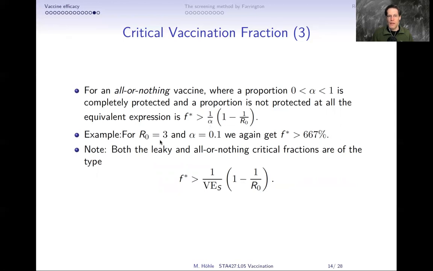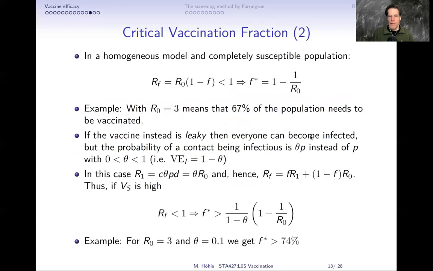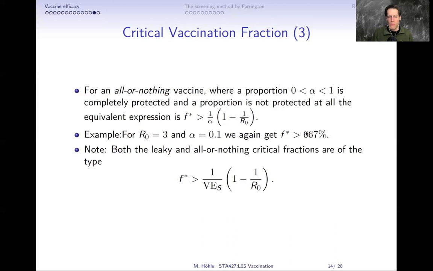So again, for R naught, sorry about the number here. This is supposed to be the 74% we had before, so this needs to be corrected. Again, in both cases, the leaky as well as the all or nothing, the critical fraction is of this type, that you have VES, 1 divided by VES times the fraction here, the 1 minus 1 over R naught.